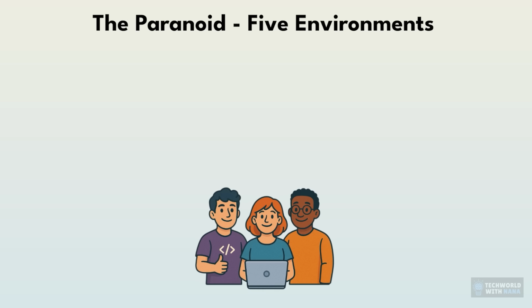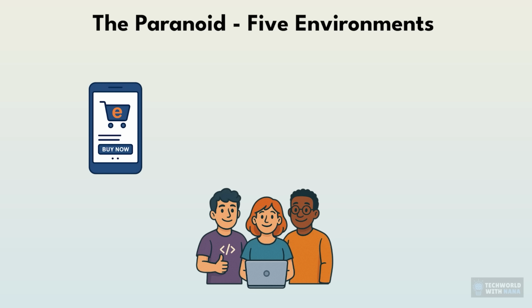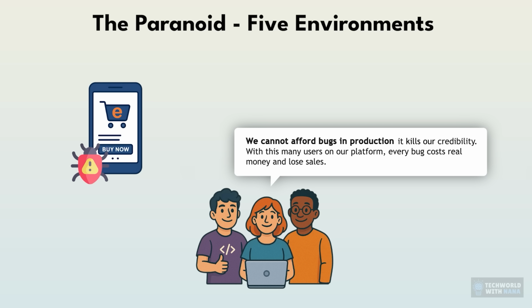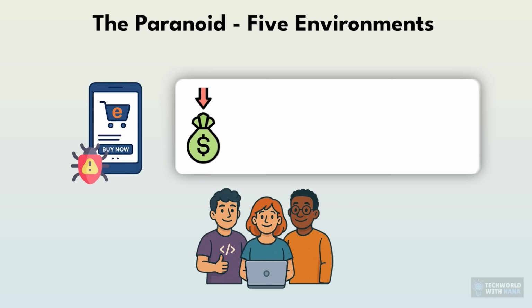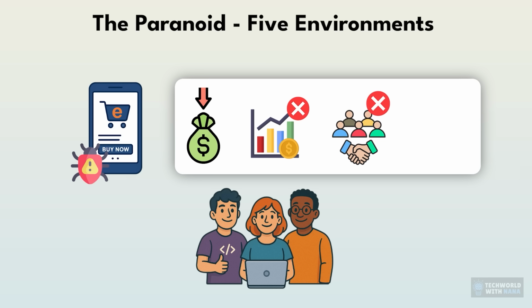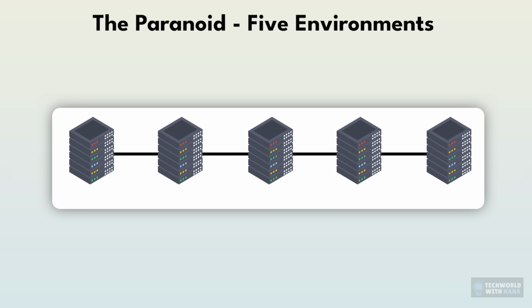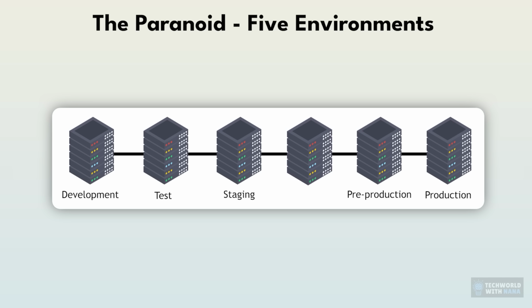So imagine a completely different team working on the same e-commerce checkout feature, and the team says, we cannot afford bugs in production. It's going to kill our credibility. We have too many users on our platform. We cannot afford that. So every bug costs real money, lost sales, lost customer trust, and sometimes potential legal or regulatory issues. So they set up 5 environments between development and production. They have dev and test and staging and pre-production and prod, and maybe they squeeze another one in just to be on the safe side.